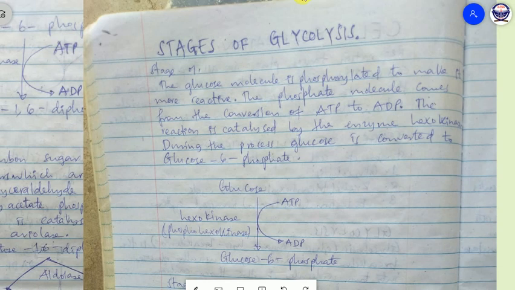Glycolysis comprises 10 stages, as I told you. For the students, it is very important to know each of the steps, an explanation of how it happens, and the enzyme which catalyzes it. I know this is one of the parts which is very tough; many students run away, and some say they don't understand.